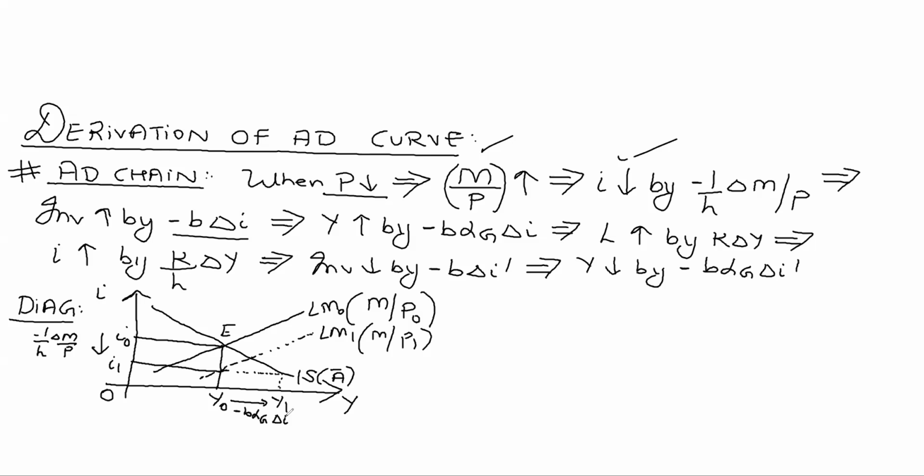When output goes up, money demand goes up. When money demand goes up, interest rates again start rising from I1. So from I1, interest rates start rising back to I2.